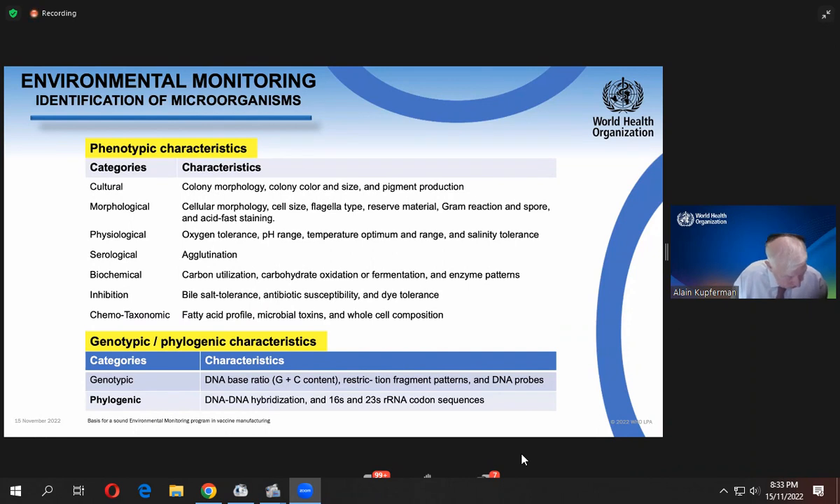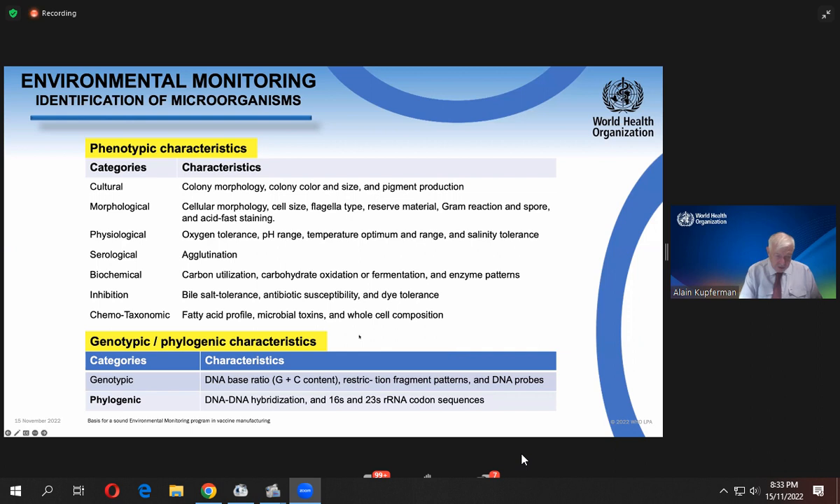And also the question is, when I have a microorganism, how do I know what it is? And how far do I have to identify it? You all know Gram. So you have the Gram positive, the Gram negative. That is already a first start. But in fact, you can identify microorganisms by two systems: the phenotypic and the genotypic.